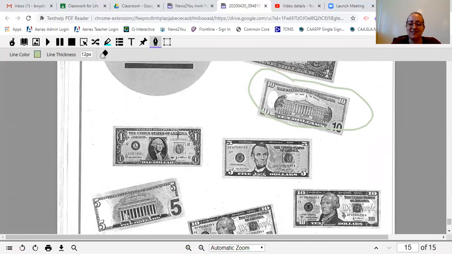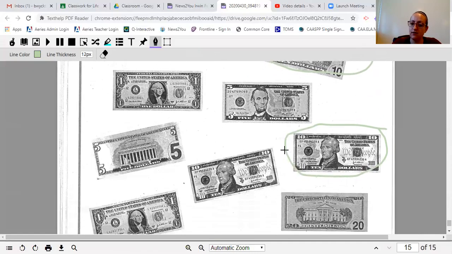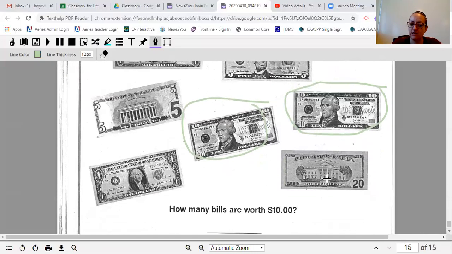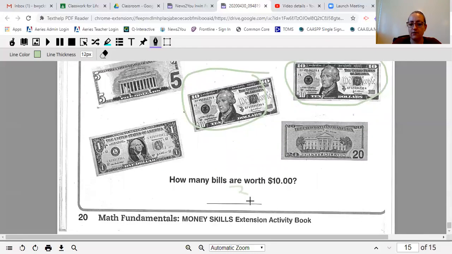I see a 1, that's not it. Not a 5, not a 5. Oh, but another 10. So now we have 2 10s, another one, so 3 10s. And I don't need a 20 or a 1. So we have 3 bills that are worth $10.